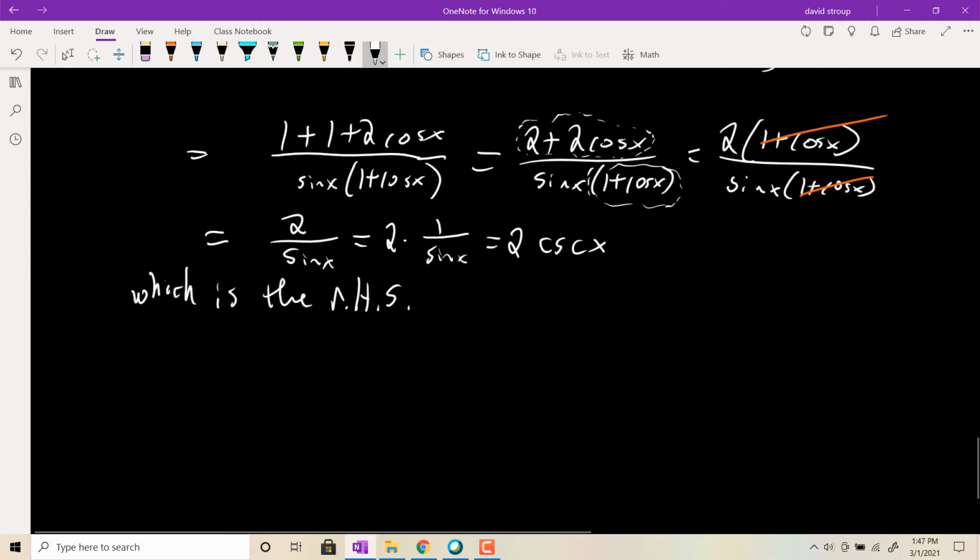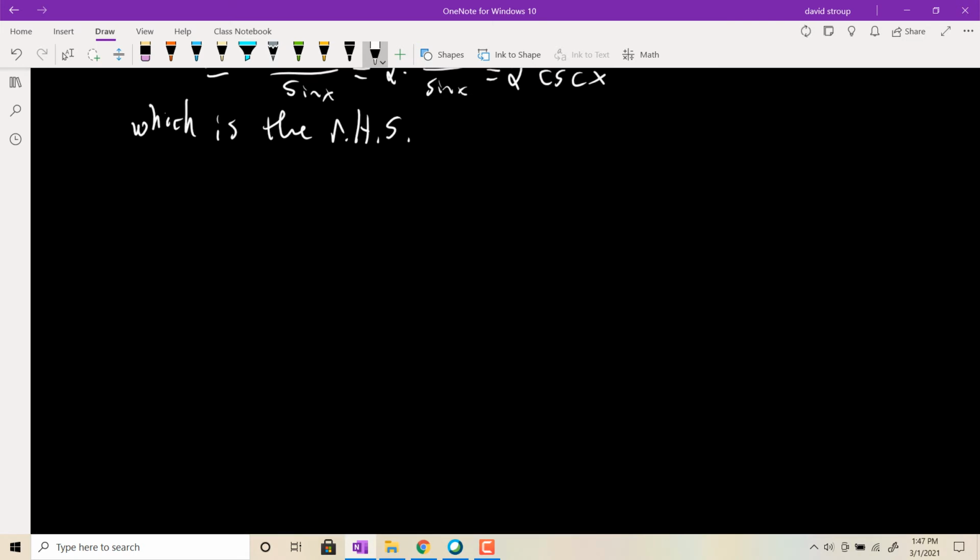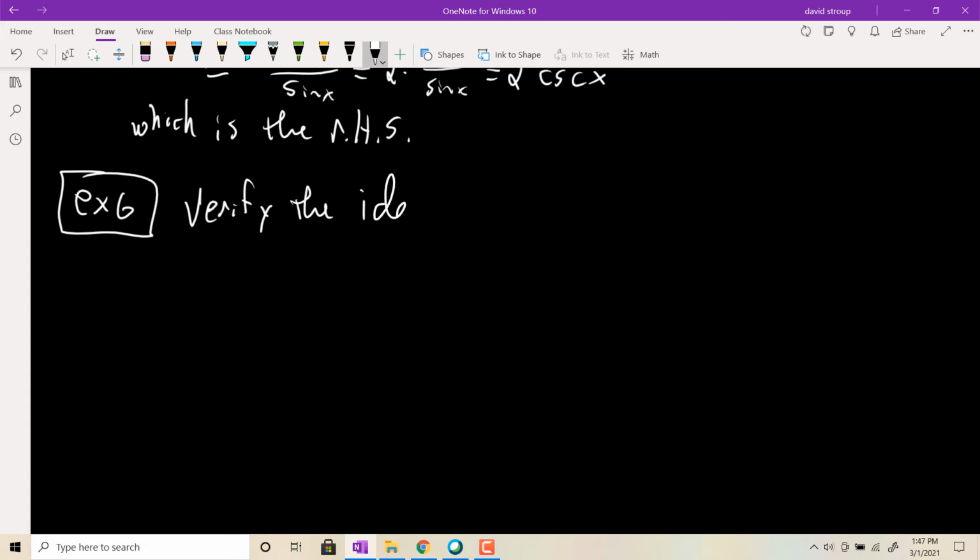Let's do another. We'll just do 2 more, and then I'll show you one of those weird ones where we can work on the sides separately. So anyways, verify the identity. As usual, this time we have sine of x all over 1 plus cosine x equals 1 minus cosine x all over sine x.